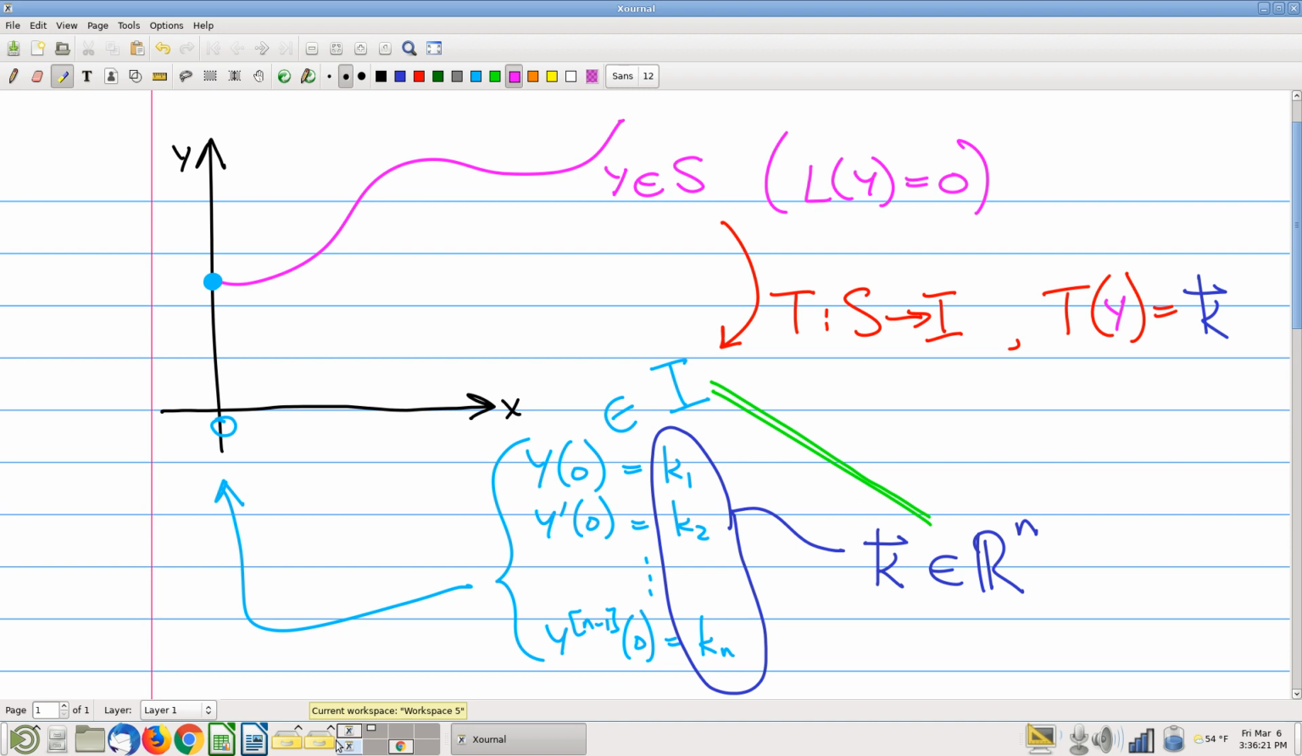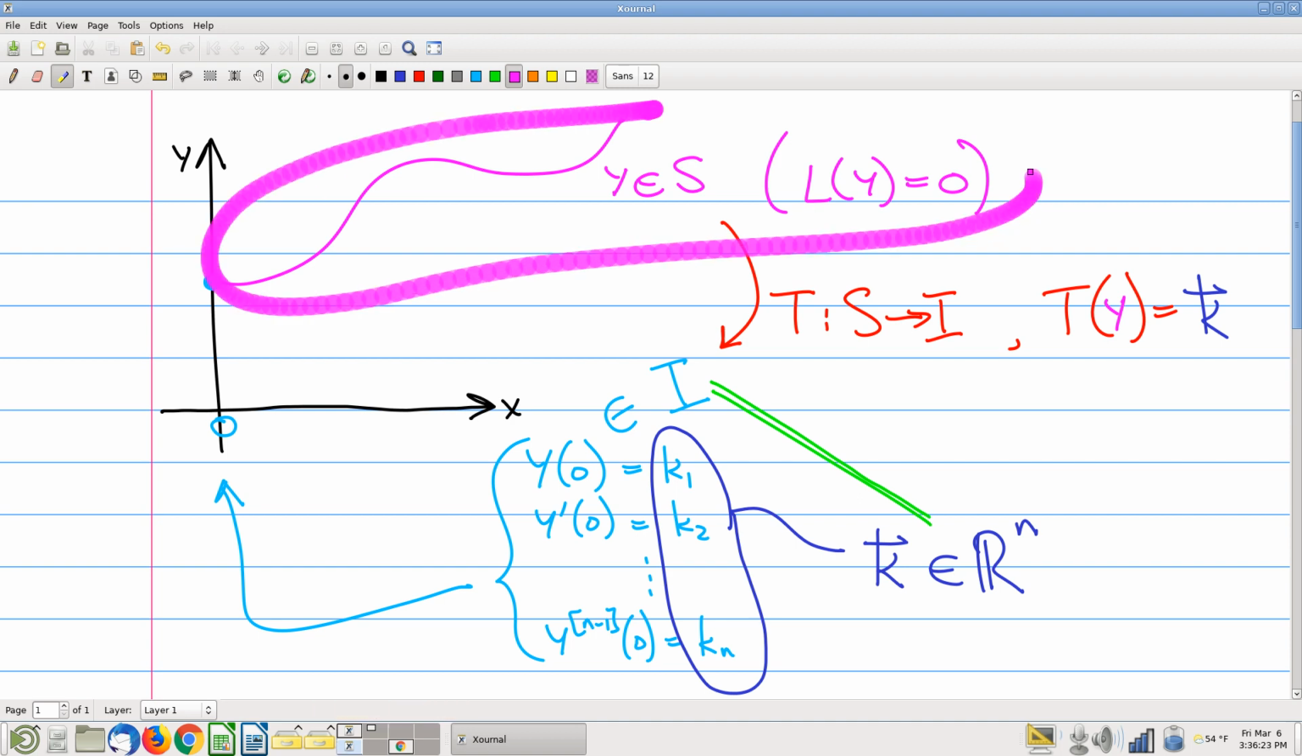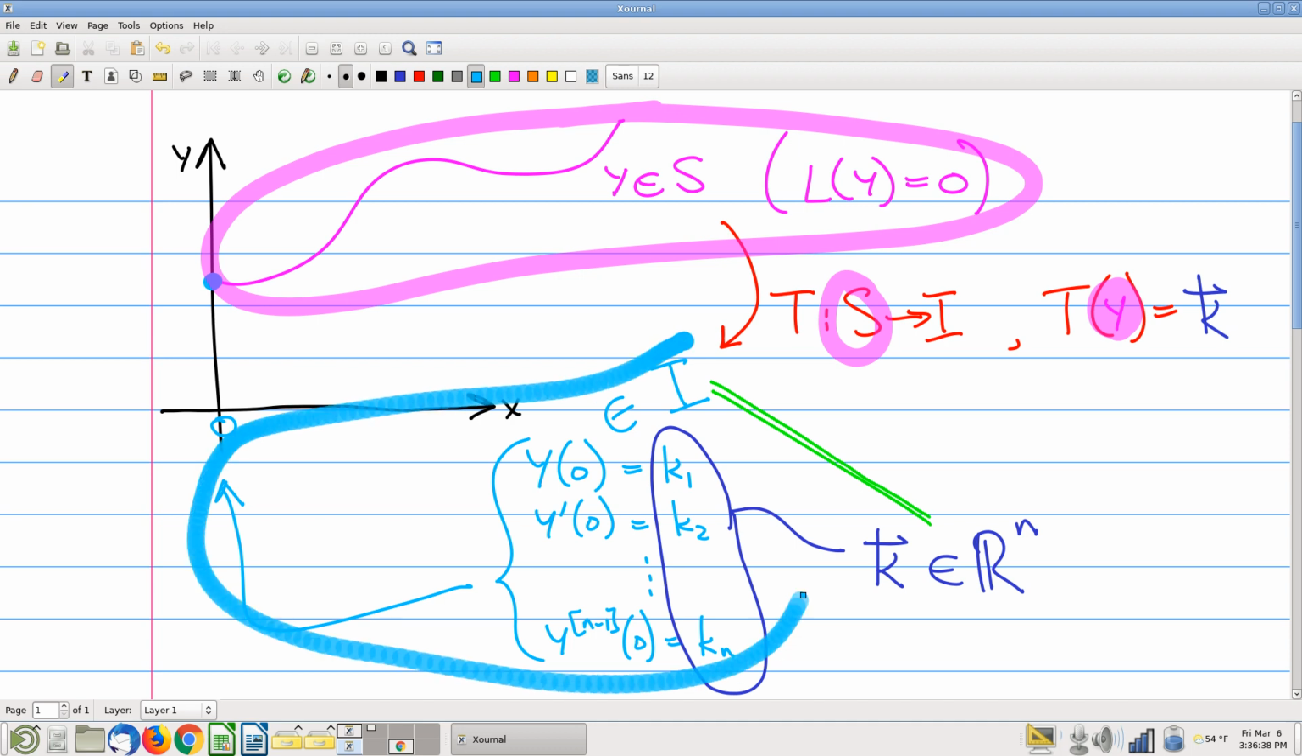But here's just a visual. This is what solutions look like, right? Solutions that go into our linear transformation. They look like this. They're curves. They're y as a function of x. Here's what our target looks like, right? We're going to be looking at x equals 0 and looking at the value and the derivative and the second derivative, all the various different calculus properties, you might say, of said function at that point.